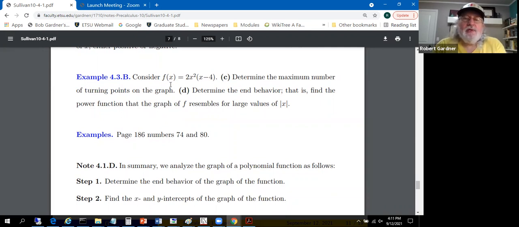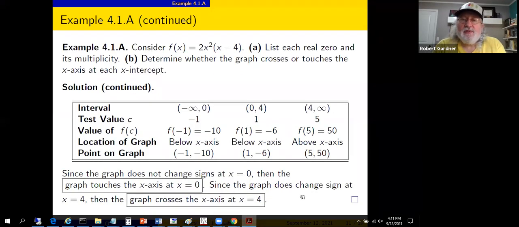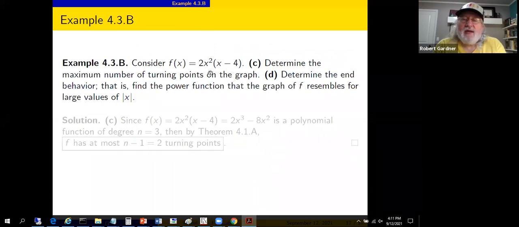As an example, consider that function we were working on previously. So back to the supplements, this function again, f of x equals 2x squared times x minus 4, continuing, part C. Determine the maximum number of turning points of the graph. Part D. Determine the end behavior, that is, find the power function that the graph of f resembles for large values of the absolute value of x. We're just looking for the leading term in part D.